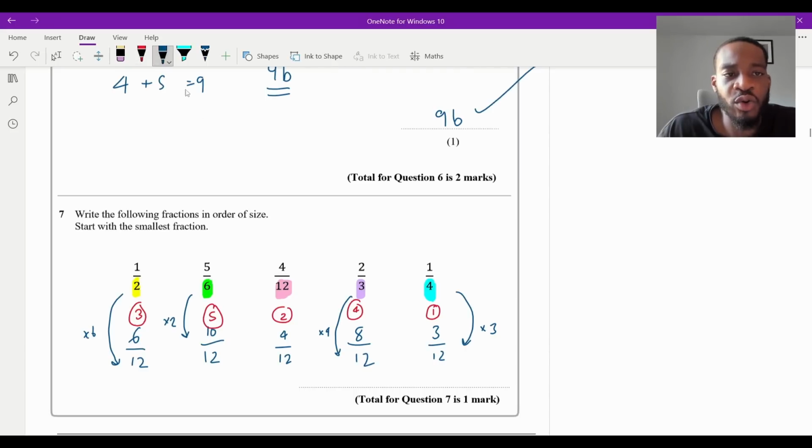So now that you've got your order, obviously I'm running out of room, I'll do it here. All you're going to do is just write them the way that they were given to you. So you're going to write 1/4. That's the first one. The next one was 4 over 12. It was already given like that. Next one's going to be 1/2. Next one's going to be 2/3. And the last one, which is the biggest one, is going to be 5/6.